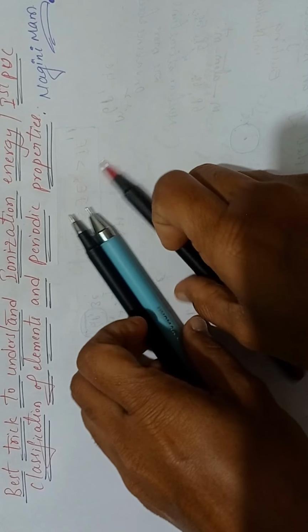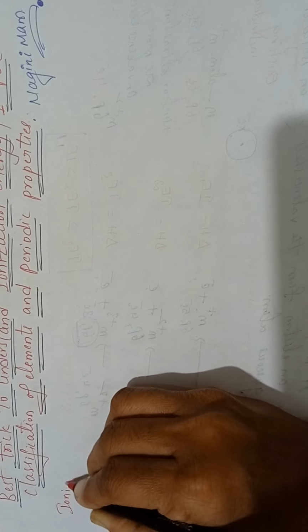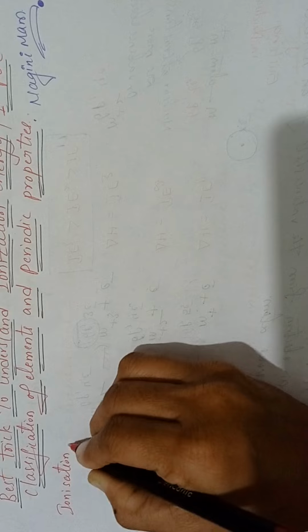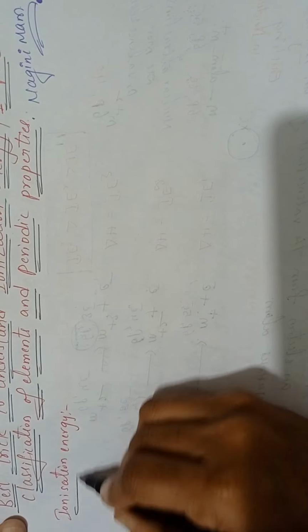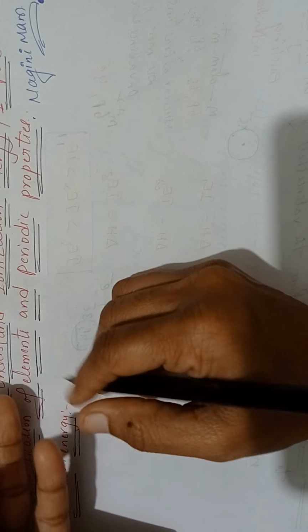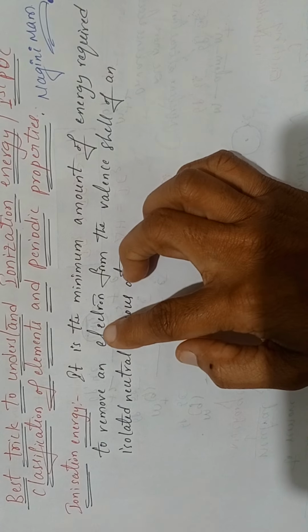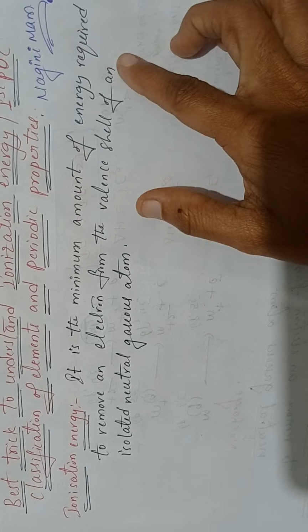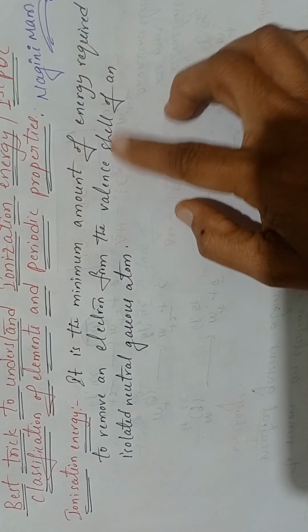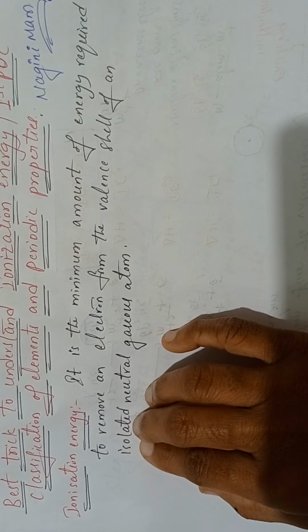Now what is ionization energy? First of all, we are going to discuss the ionization energy definition. See students, what is the definition? Ionization energy is the minimum amount of energy required to remove an electron from the valence shell of an isolated neutral gaseous atom. Here we are taking isolated individual atoms, students.